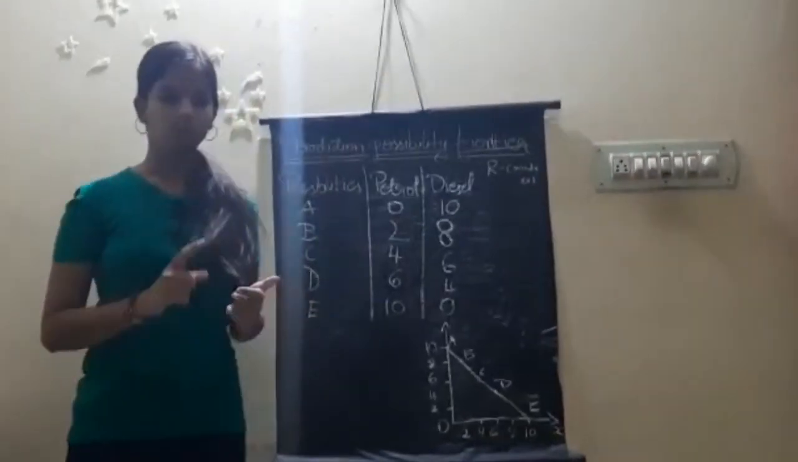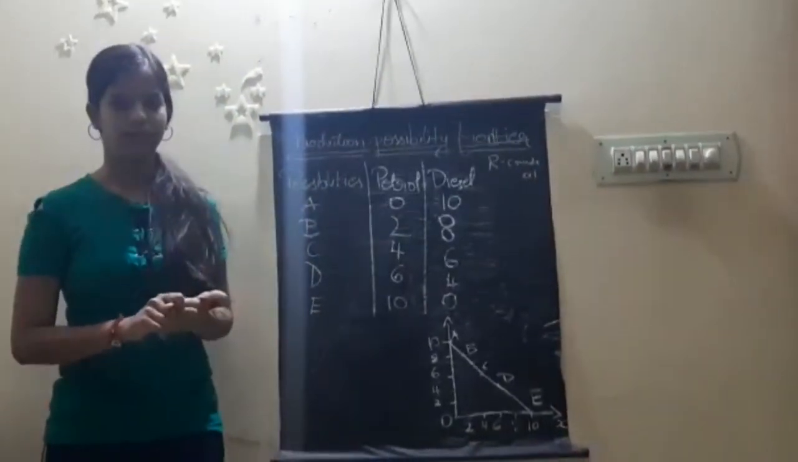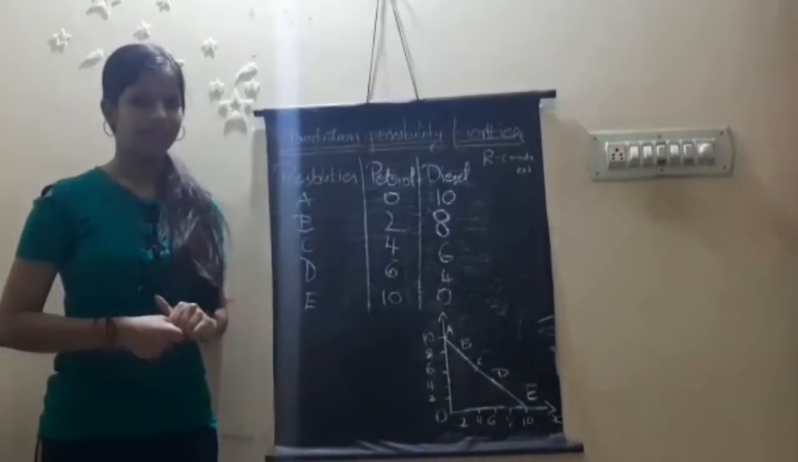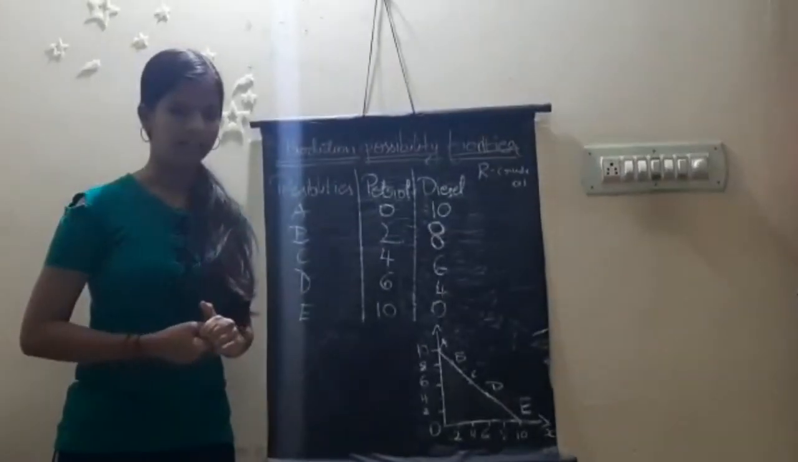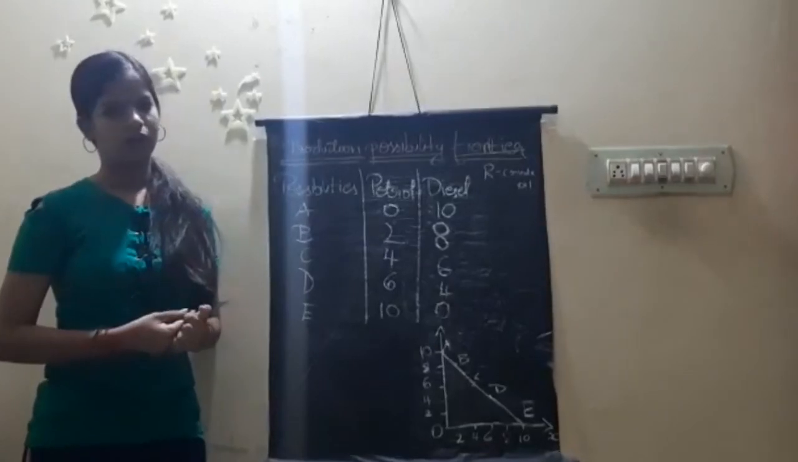So the good sacrificed, the cost sacrificed for the production of good one, is called opportunity cost.